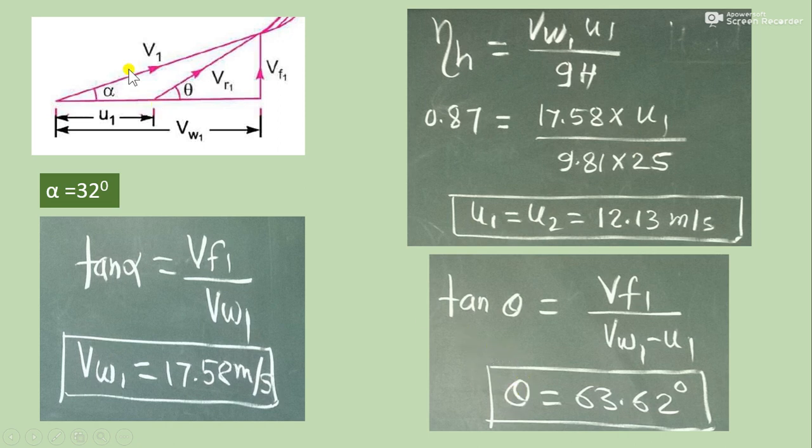Then we have to find vane angle at the inlet, theta. So for that we can use tan ratio. Tan theta is equal to Vf1 upon Vw1 minus U1. So we get by the calculation value of theta.